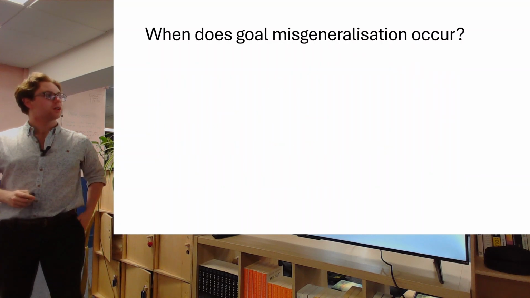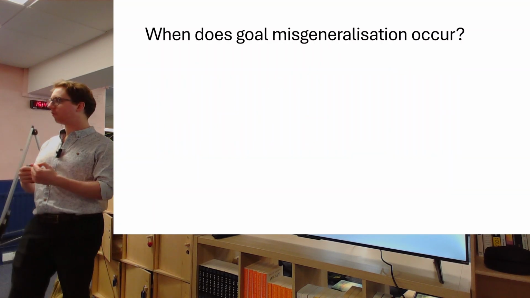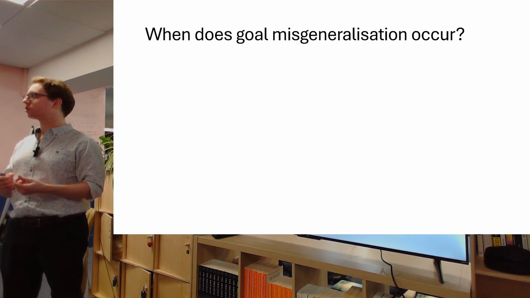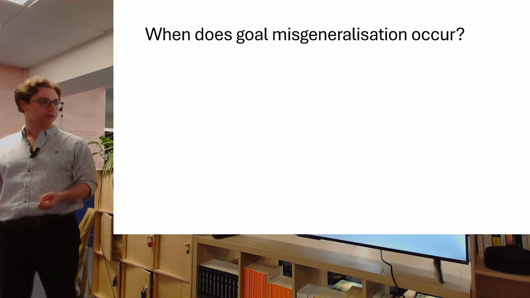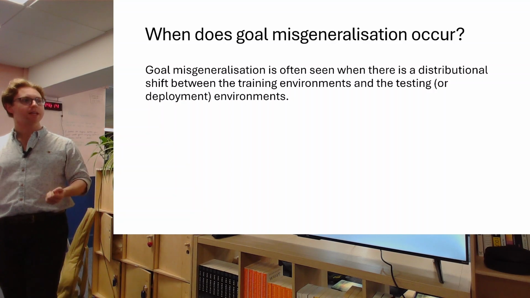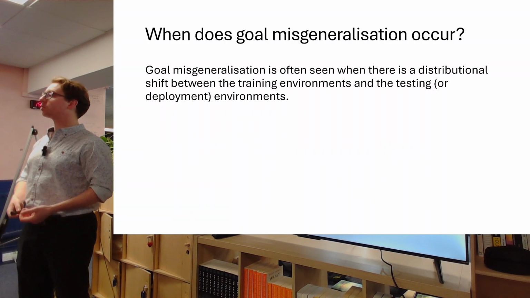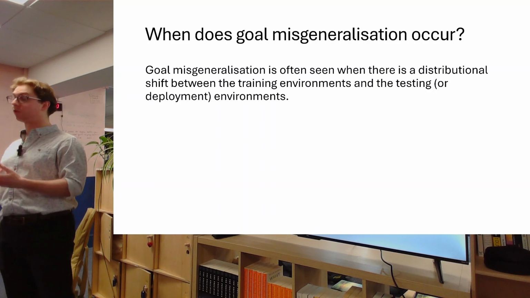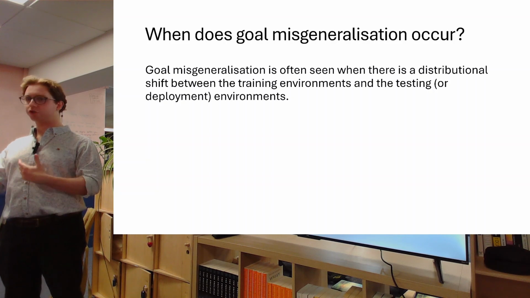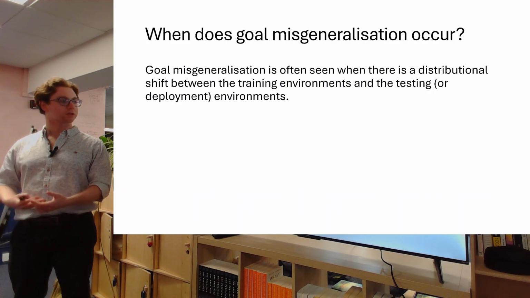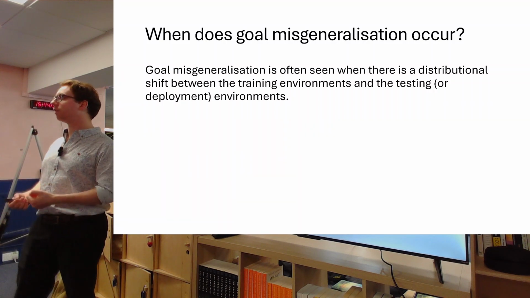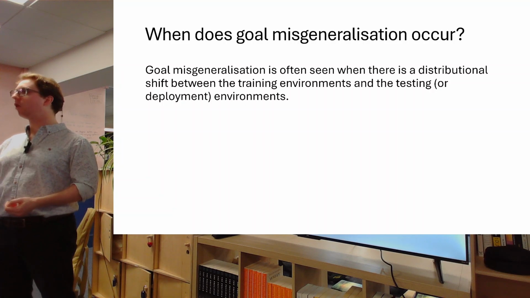Okay. So goal misgeneralization, as I said, refers to a situation in which these two things come apart, where the goals encoded by the reward function come apart from the goals learned by the agent. When does this tend to happen? Goal misgeneralization is often seen when you have a distributional shift between the training environments and the testing or deployment environments. Right? So you have some set of environments that you are training your policy on, and you have a different collection of environments that you're actually going to deploy the agent in.